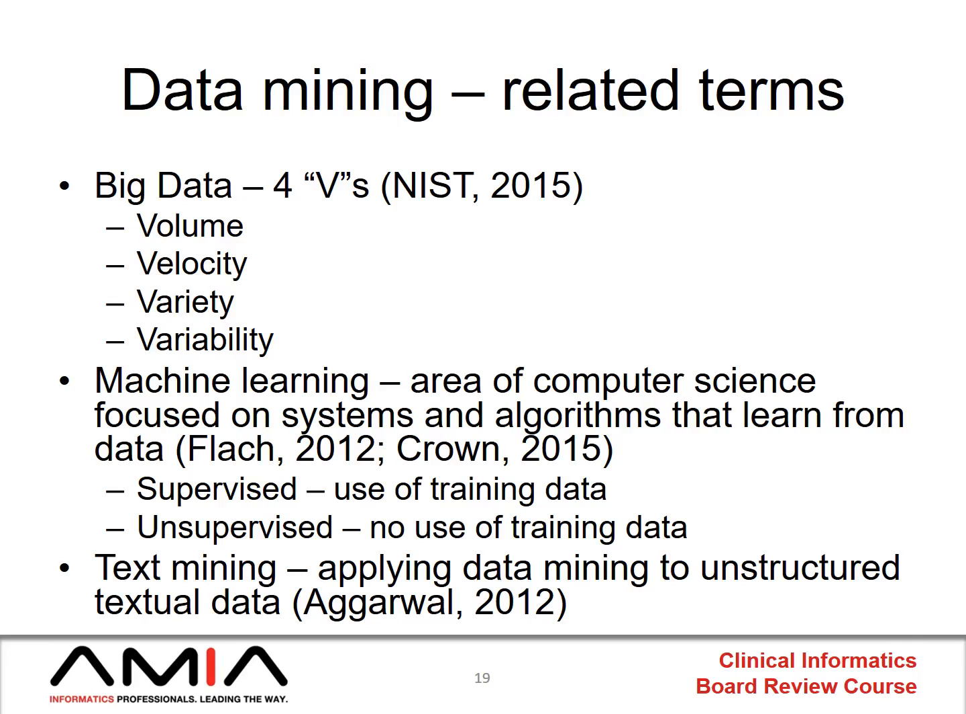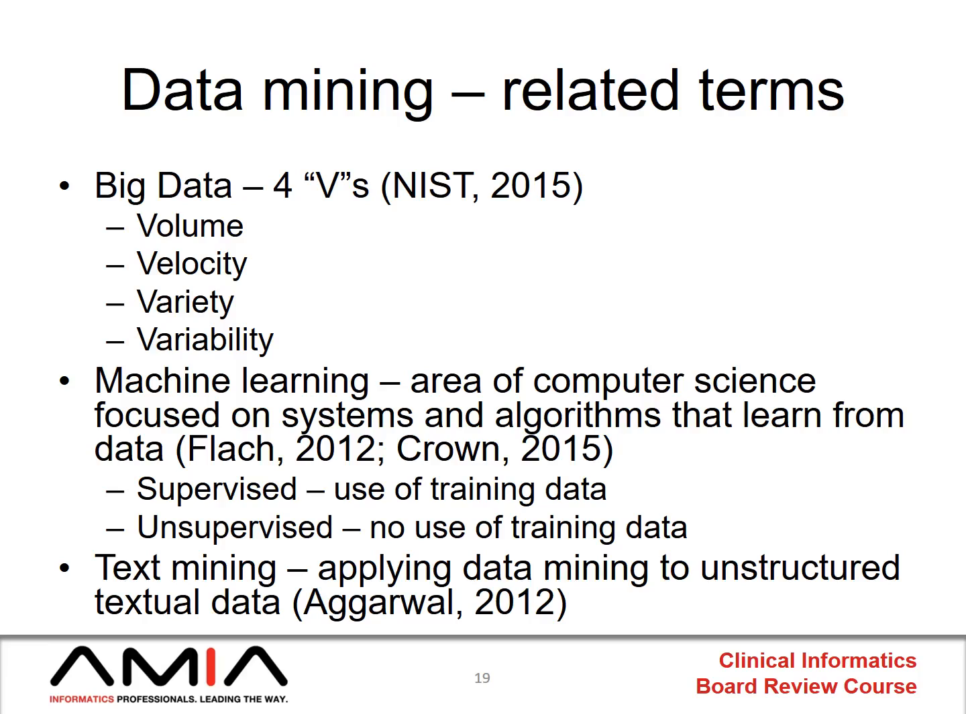Another important term is machine learning, which is the branch of computer science that's focused on systems and algorithms that learn from the data. And there's much going on now with machine learning in terms of diagnosing images and other aspects in medicine. There's 2 broad categories of machine learning. There's supervised machine learning, where the machine learning takes place through the use of training data, and then the system learns from the training data and then uses new data that comes to it to make decisions. And then unsupervised machine learning, where there's no use of training data.